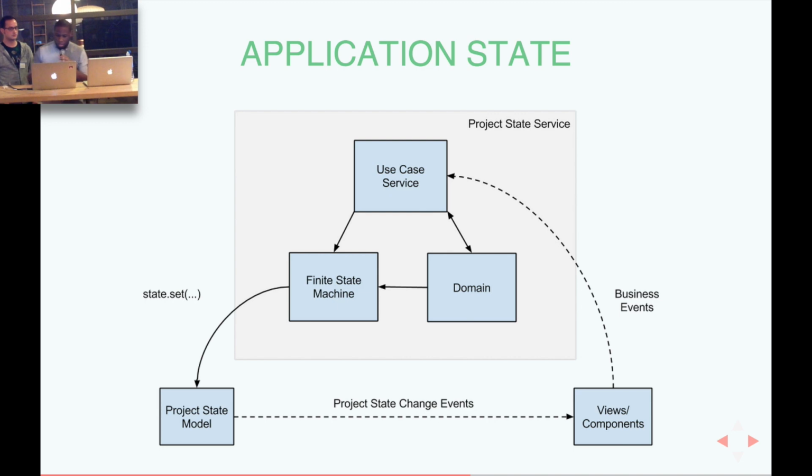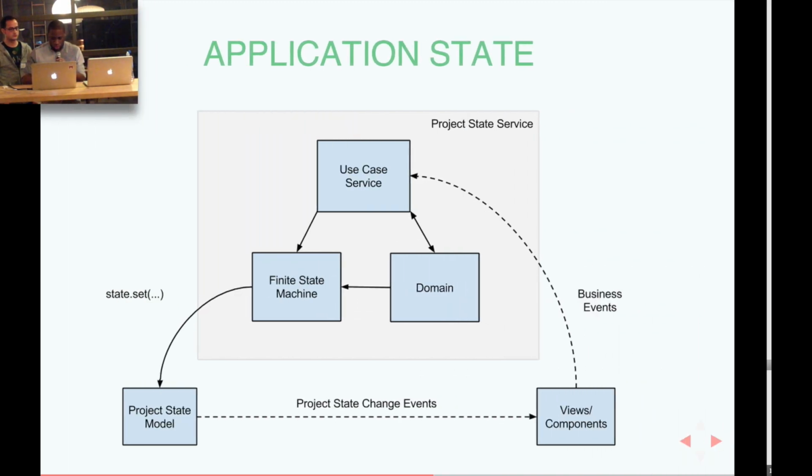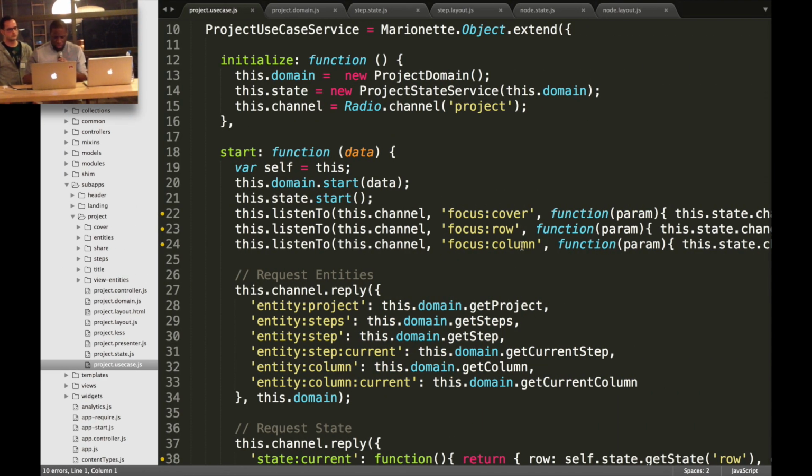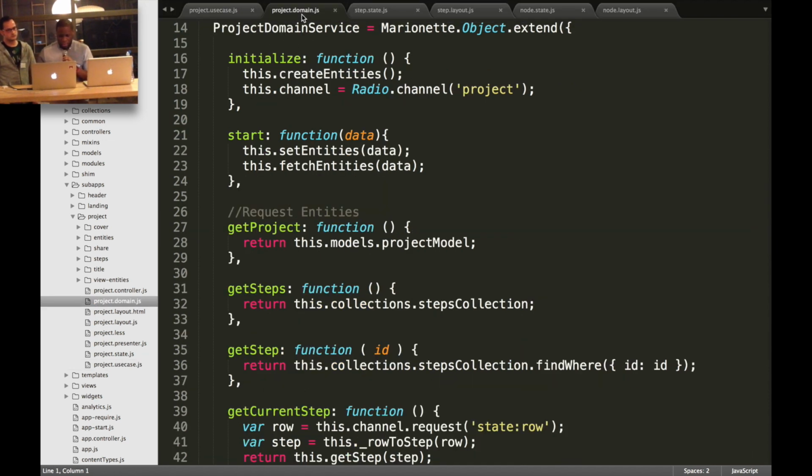I'll actually show some code here. So in this case, this is our domain service. It's really simple. It has a channel. We're using Marionette Radio in that case, and it just has a bunch of setters and getters for the entities. There's not really a lot going on here.